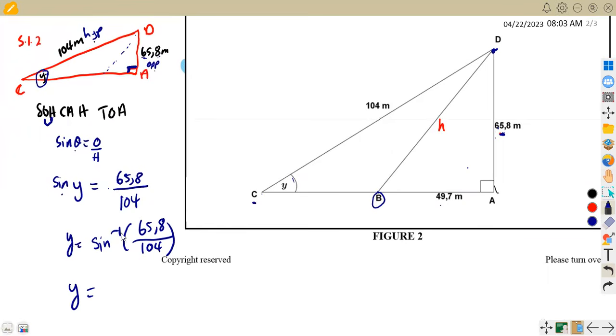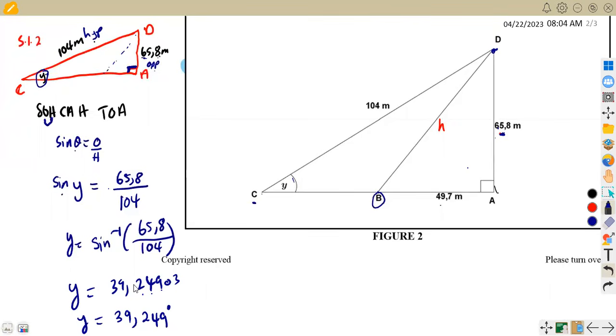So if you determine the arc sine of this, we are going to obtain 39.24903 and so forth. So y is equivalent to 39.249 to 3 decimal places. That's 49, the 0 cannot change the 9. It's less than 5. So these are the typical questions on how you calculate.